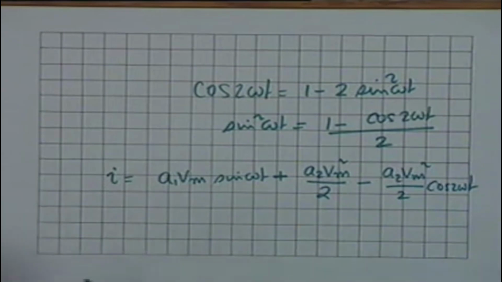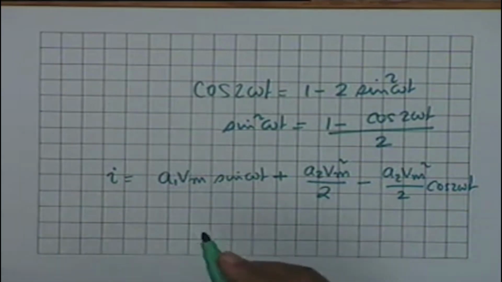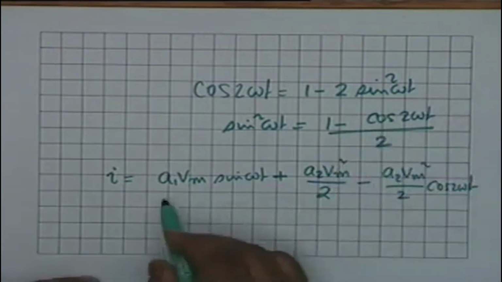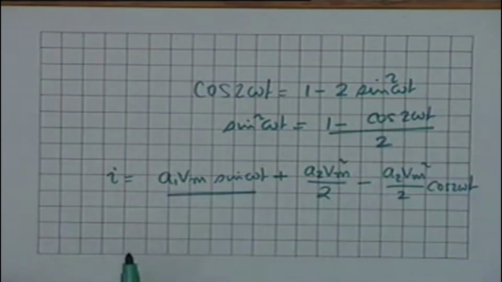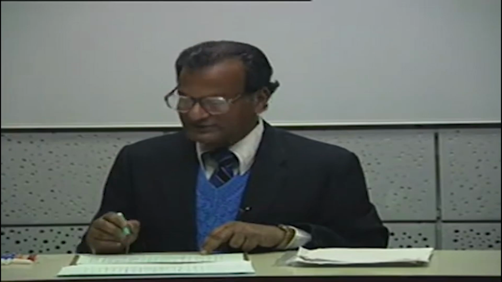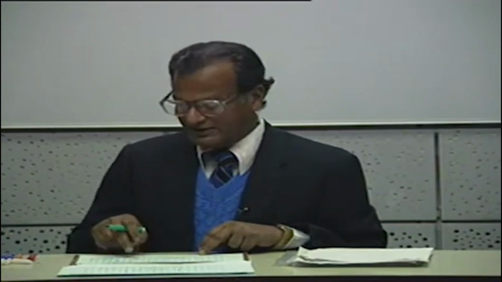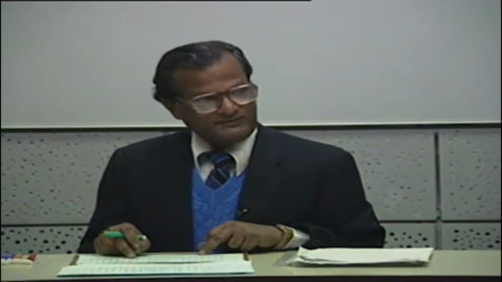And you notice that if this diode was a linear resistor, then a voltage Vm sine omega t should have a current which is A1 Vm sine omega t, that is, only this term should have been present. Isn't that right? What has nonlinearity done to it? Nonlinearity has brought in a constant term, a DC term, which would not have been present if the diode was a linear resistor. So, nonlinearity brings in rectification.